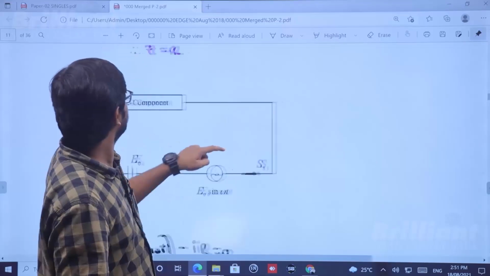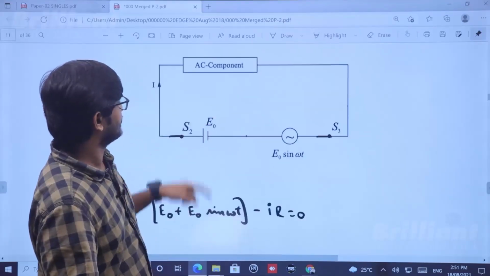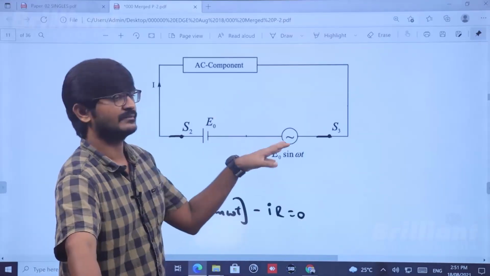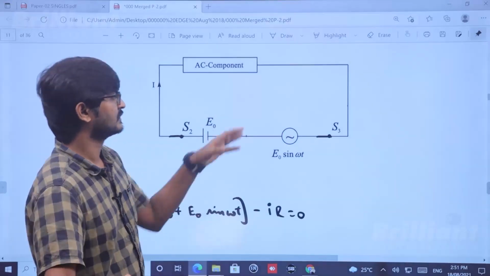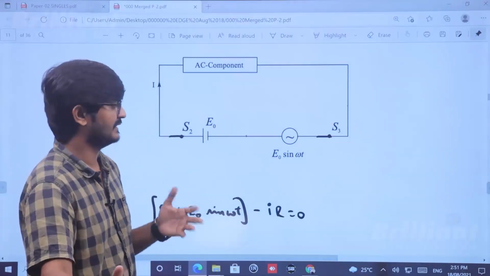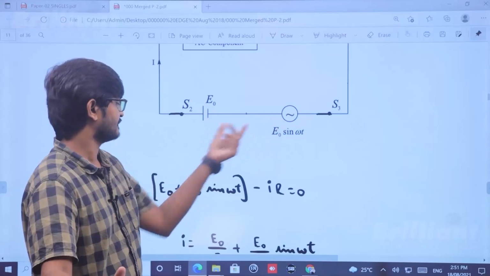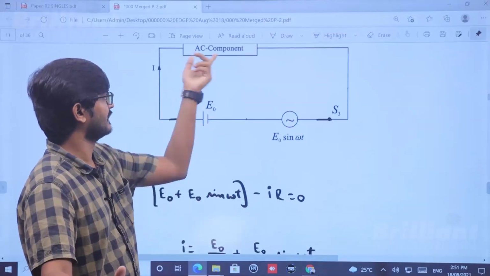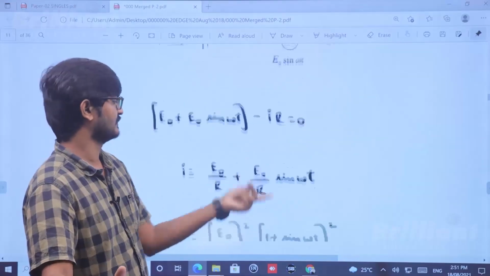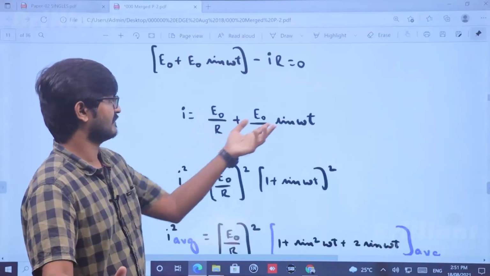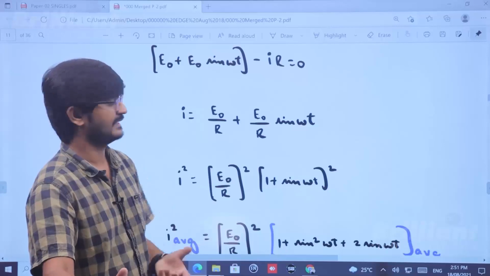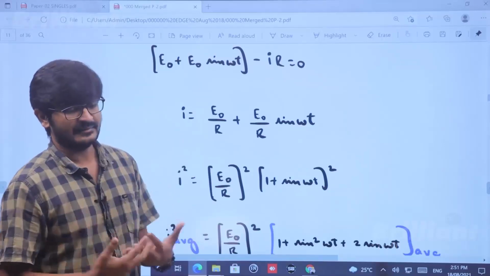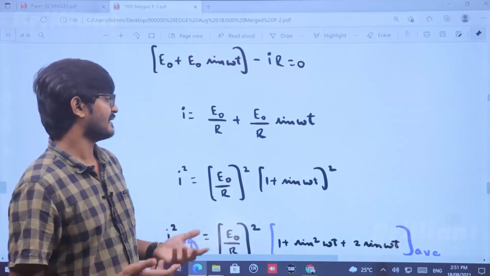So in the next case, the figure will look like this. Here you have AC component plus AC source plus DC source. So you can write the loop equation, that will be the ideal way. Loop equation, E0 sin omega t plus E0 minus I into R equal to 0. So I will be E0 by R plus E0 by R into sin omega t. Now you need to find RMS current. How you will be finding RMS current?